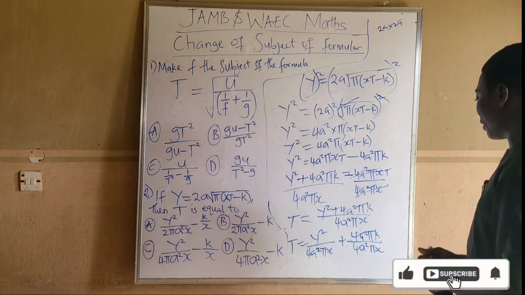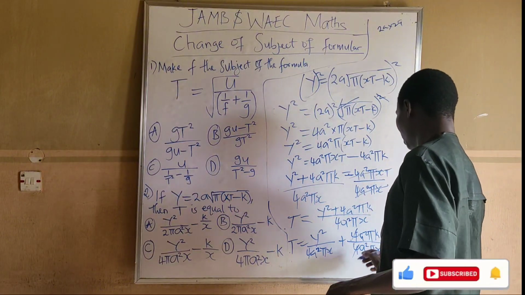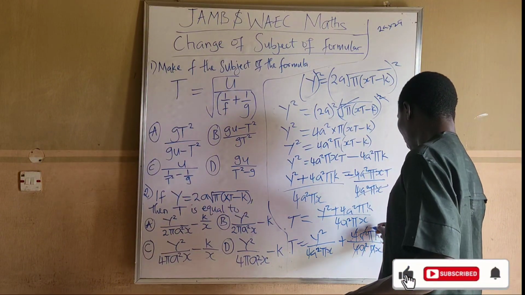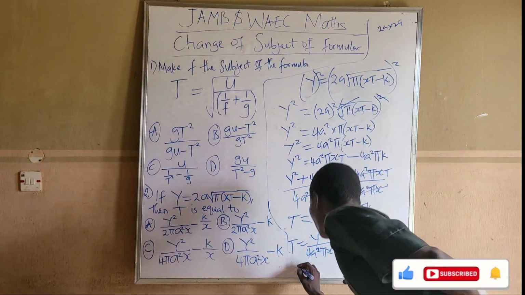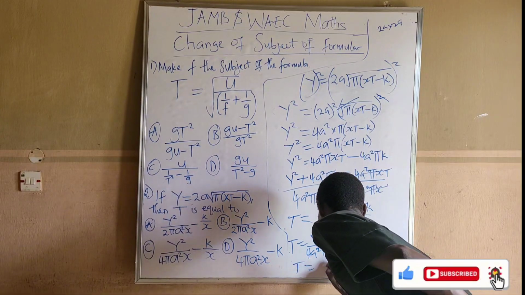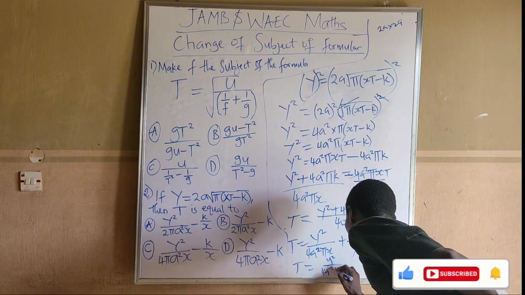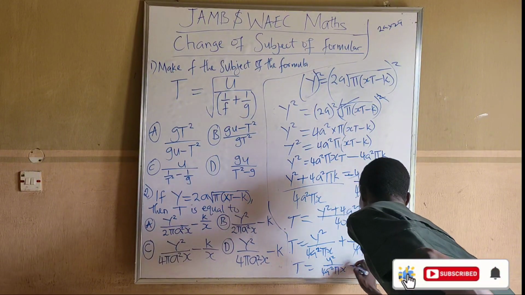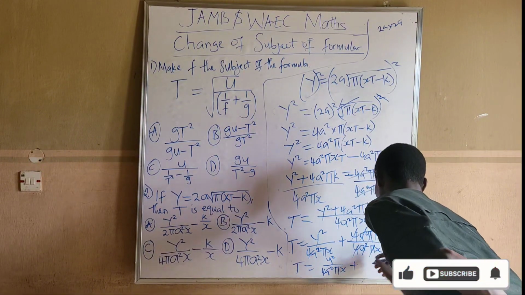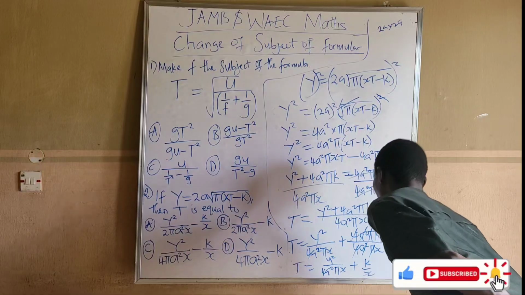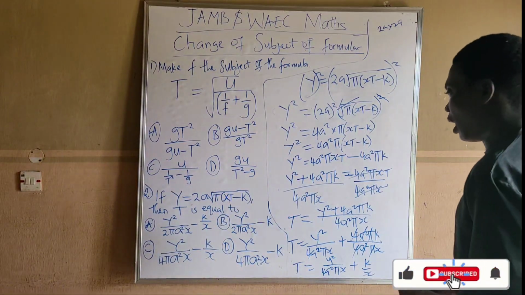Okay. Then if you look at this, you see that this can divide this, this can go there, this can cancel this. You are then left with t equals y squared over this 4a squared pi x plus, you are left with k over x here, k over x. And that's our final answer to that.